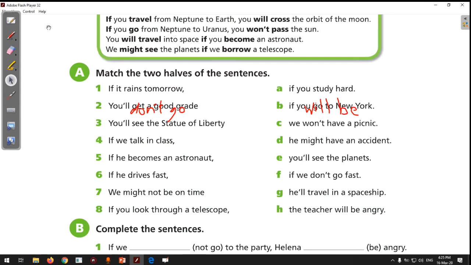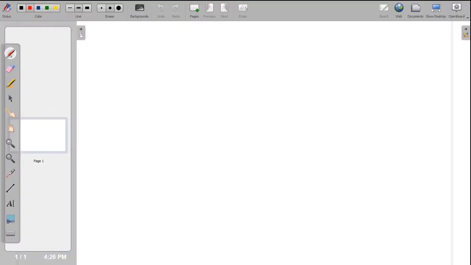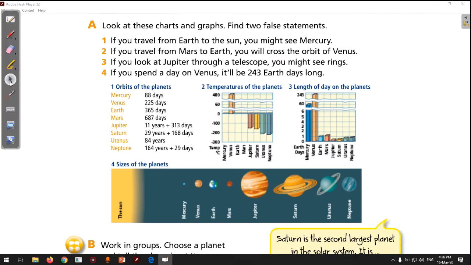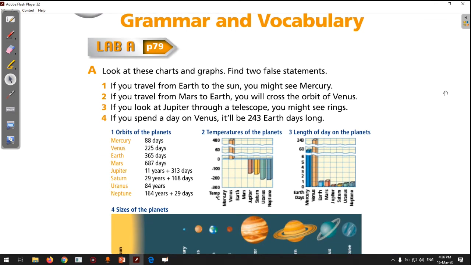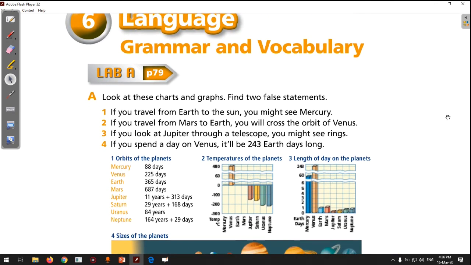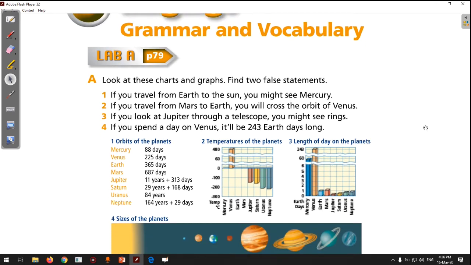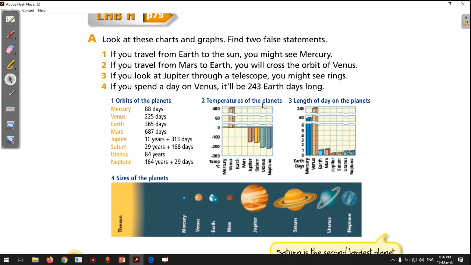Let's check the student book now. If you opened page 94, hold on, if you opened page 94, you should see this at the top of the page. Okay, here we're gonna find two false statements.